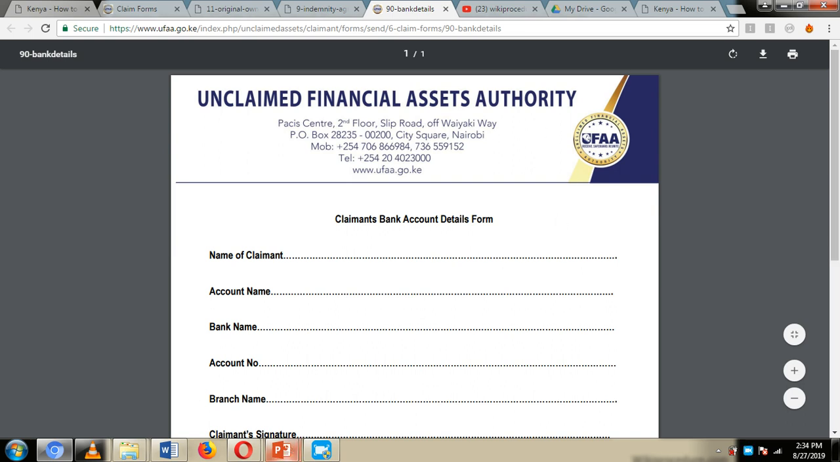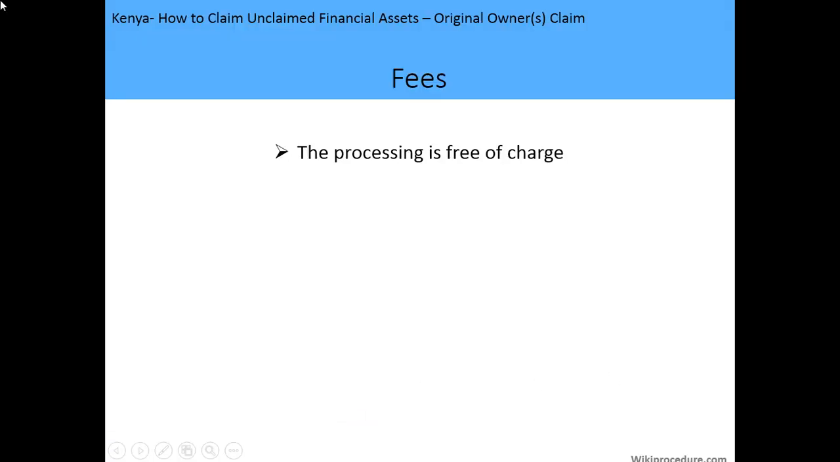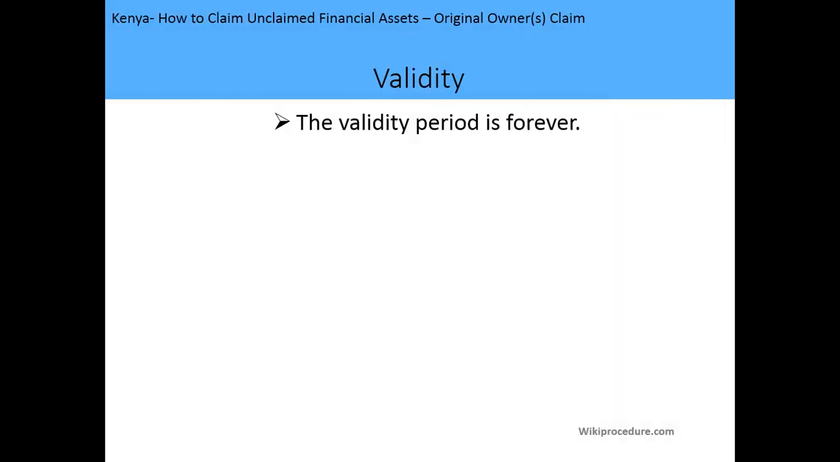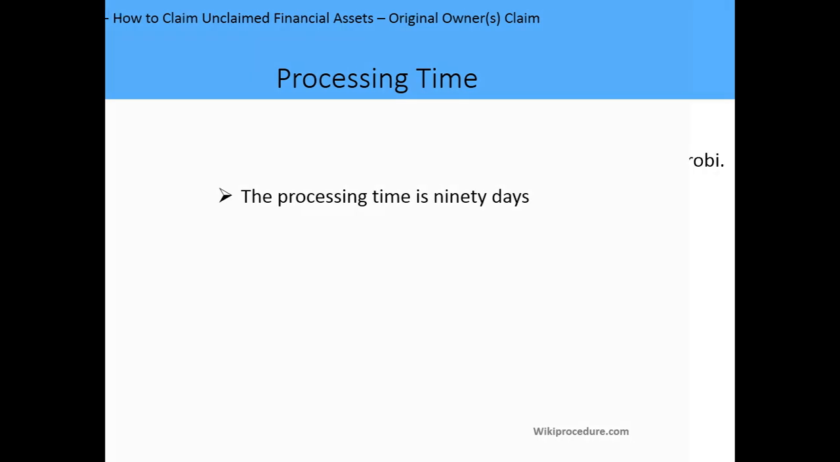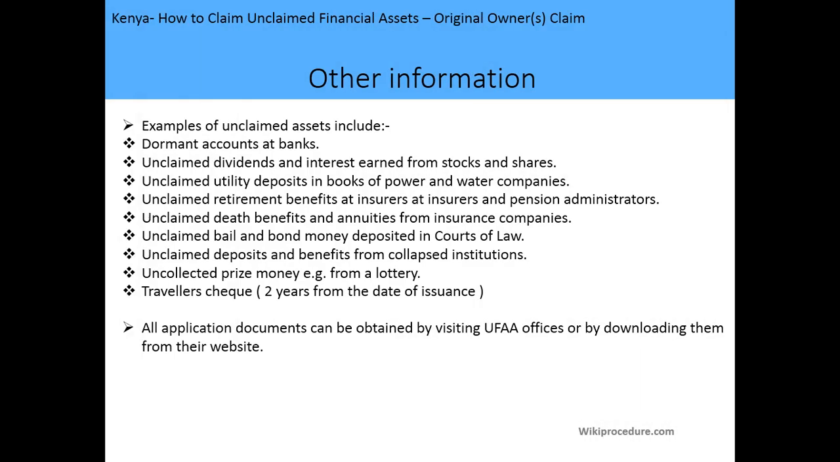Once you've submitted this, after a period of 90 days, which will run concurrently with the gazettement of 30 days, your funds will be released to you. The processing fee is free of charge. The validity period is forever. The processing time is 90 days. The office location of the Unclaimed Financial Assets Authority is Pass Center, Wayaki Way, Westlands, Nairobi. You can visit them through the website www.ufaa.go.ke.